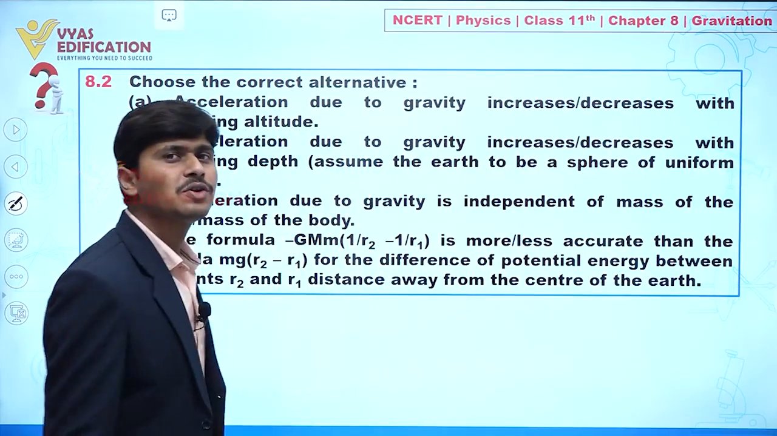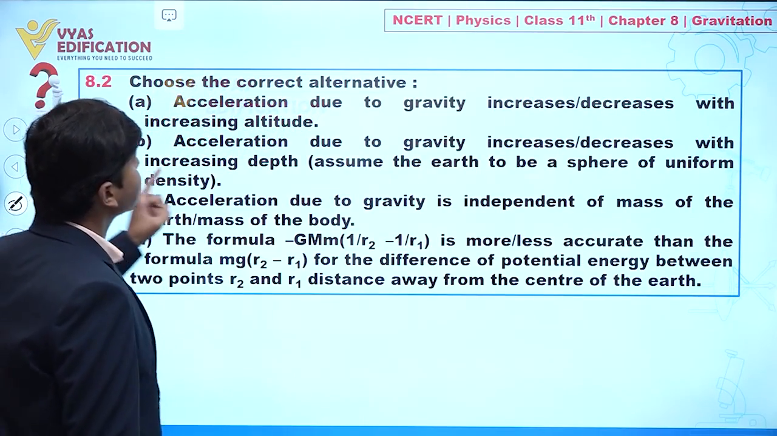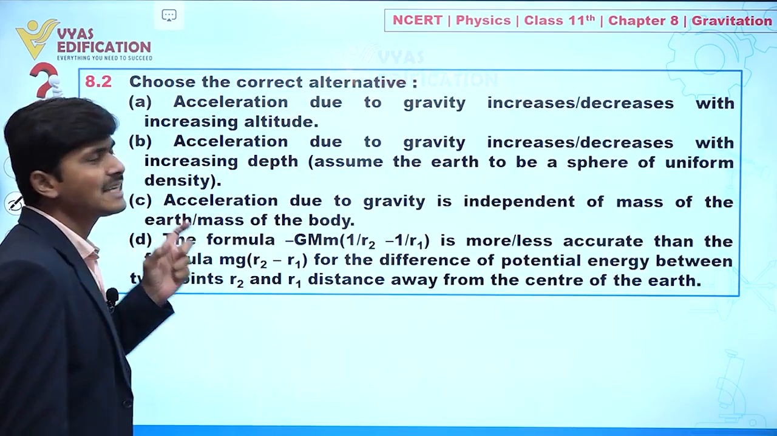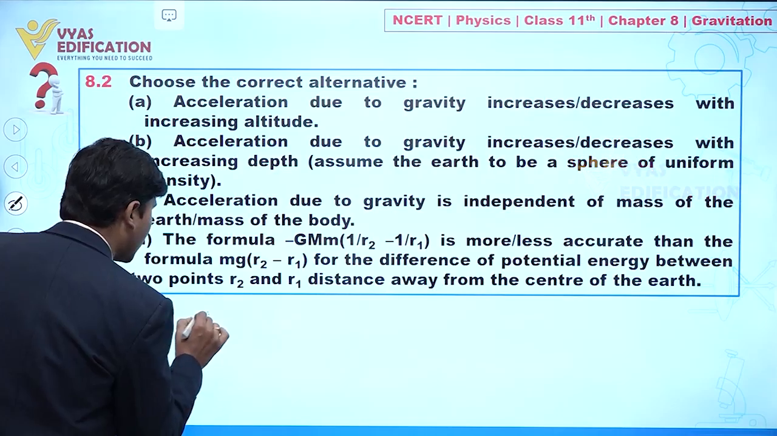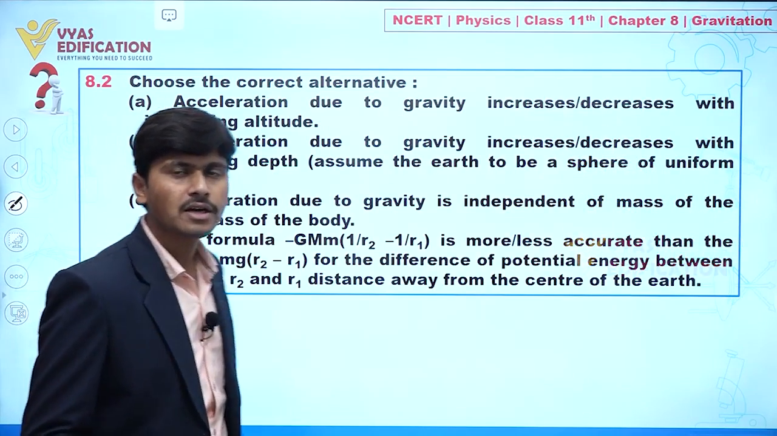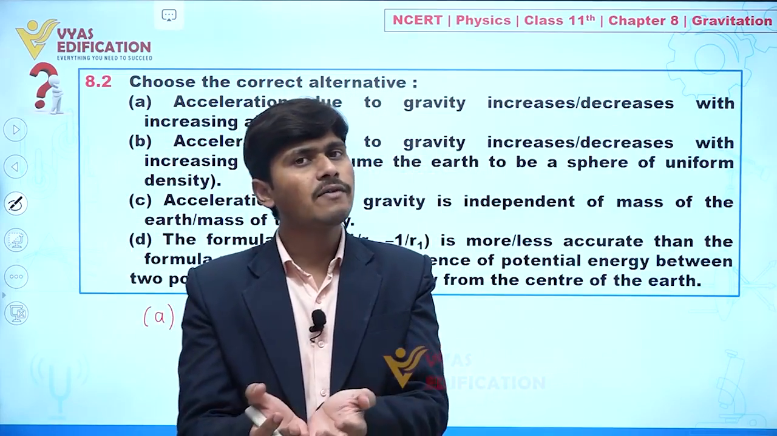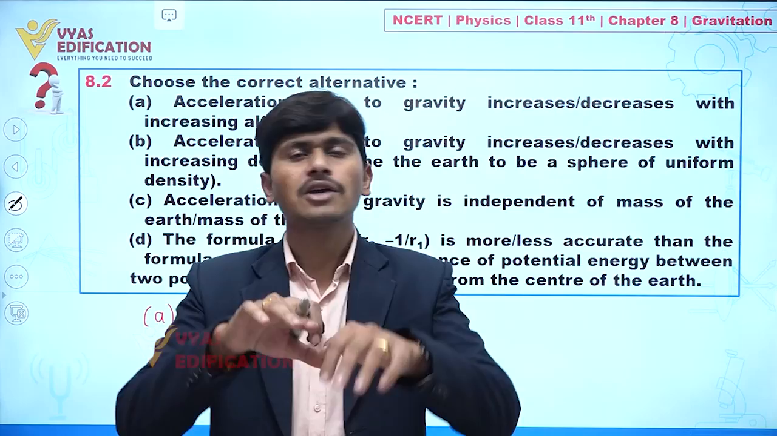So first we are going to discuss part number A. So concentrate on the screen. Acceleration due to gravity increases or decreases with increasing altitude. Clear? So now we can say, if I am talking about acceleration due to gravity, let's suppose initially we have the earth, and let's suppose we are placing an object at the surface of the earth.